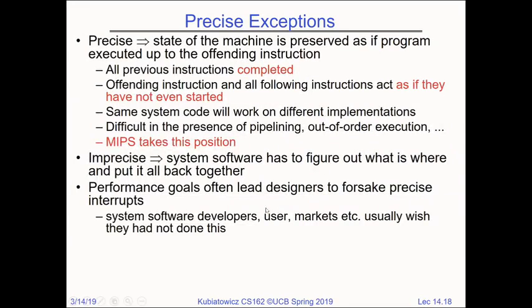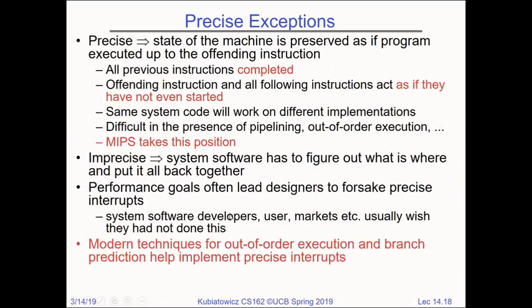Performance goals often lead designers to give up on preciseness, but fortunately, modern processors pretty much all have reorder buffers and branch prediction, and in order to restart at a clean spot after something like a branch misprediction or whatever, the reorder buffer fixes it, and it effectively lets you unwind things that happened before. And so if you've got branch prediction and reorder buffers, everything's precise. And it's really easy, and the operating system says, yay!